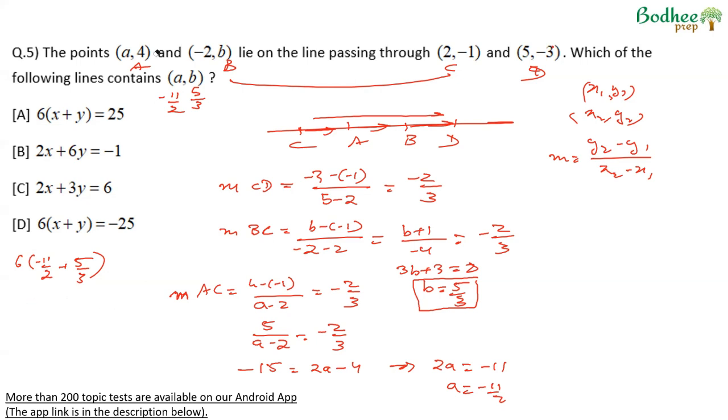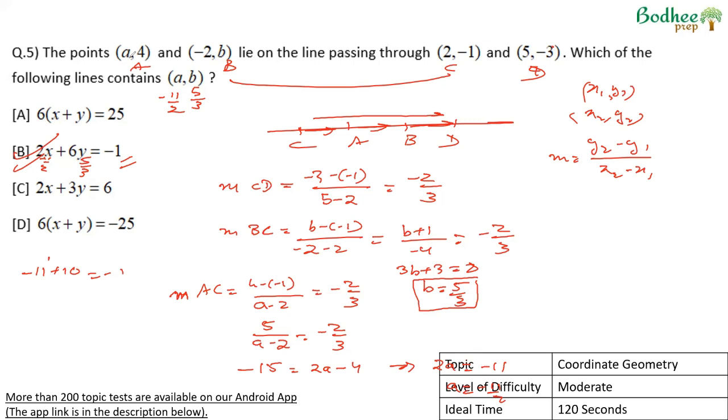If we put in the second equation, 2x will be minus 11, 3y will be plus 5, so 6y will be plus 10. Minus 11 by 2 we have put here. So minus 11 plus 5 by 3 will be 10. This is minus 1, which is equal to the right hand side. Therefore, B becomes my answer. The calculation is a little bit lengthy and therefore moderate to difficult. 2 to 2.5 minutes to solve.